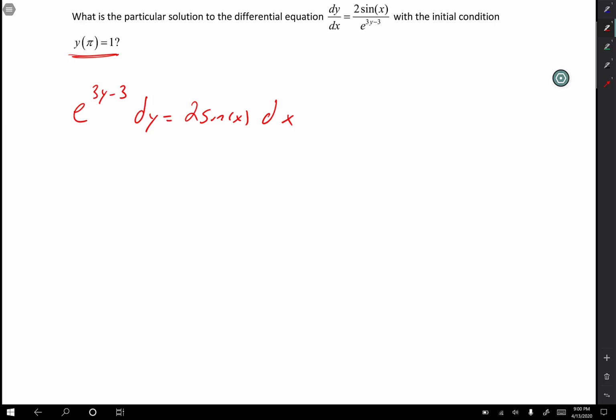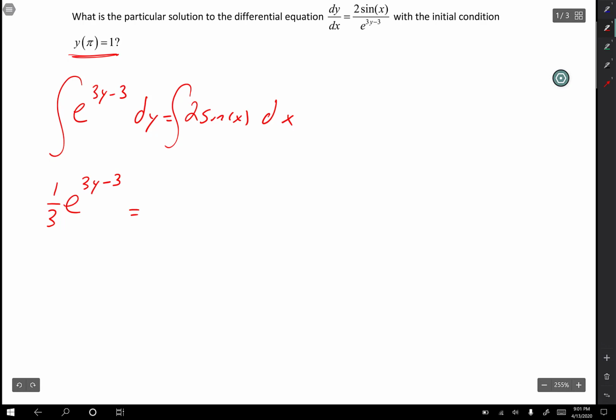All right, continuing. So now I'm going to integrate. That's how you get rid of the dy and the dx. So I'm going to integrate both sides. The antiderivative of e to the 3y minus 3 is itself, e to the 3y minus 3. Now, if I were to take a derivative of this with respect to y, I would have a 3 in the front. There is no 3 in the front, so either divide by 3 or put a 1/3 in the front. You guys know me, I prefer the fraction there.